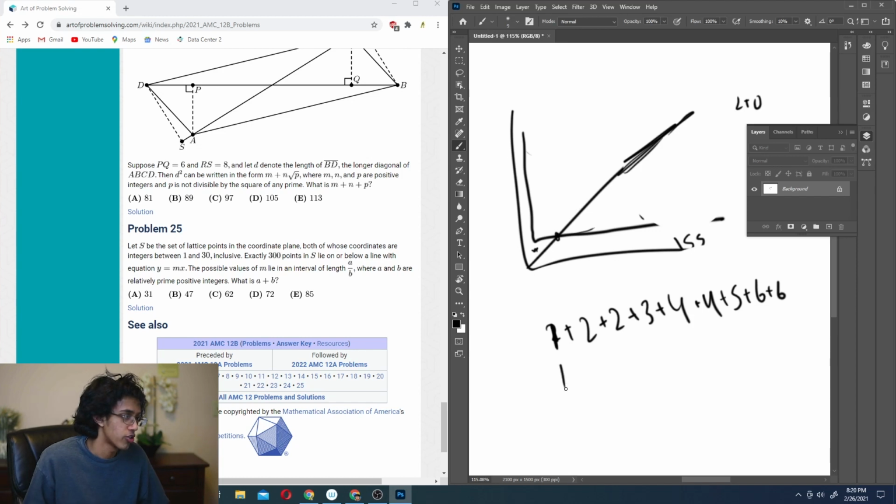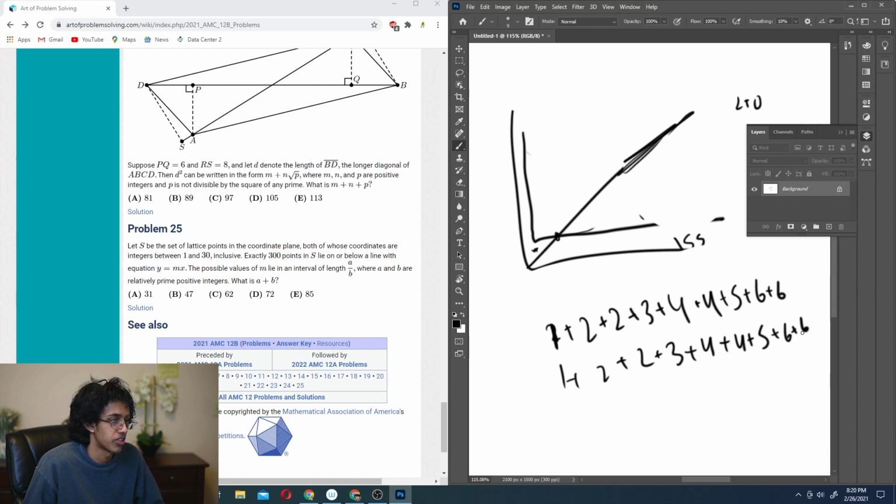Wait, no, what? So you get 1 plus 2 plus 2, right? Because once you reach a multiple of 3, you add 2. You don't add anything, then you add 1, and then you gotta add 1 immediately after. Okay, so 2 plus 2 plus 3 plus 4, and then it's 4 plus 5, 6 plus 6. Oh, I see. Okay. Oh, really?